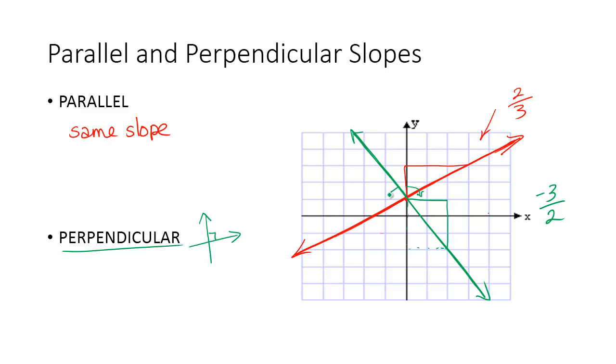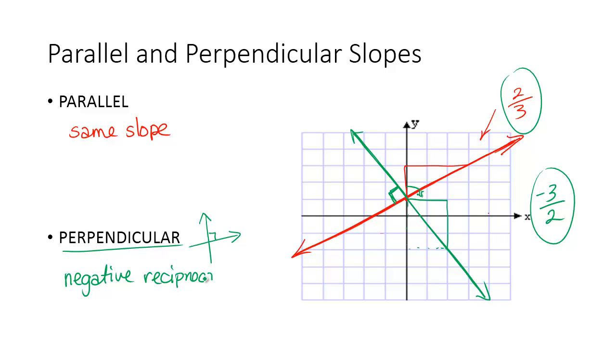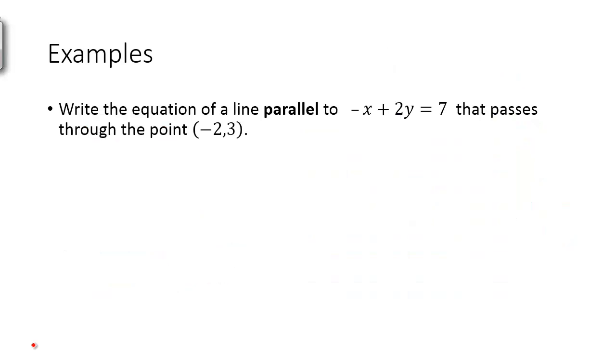Now this is going to mean that you're going to have a 90-degree angle here because this difference is also 90 degrees. So how are these slopes related? Well, perpendicular lines have slopes that are negative reciprocals of each other.